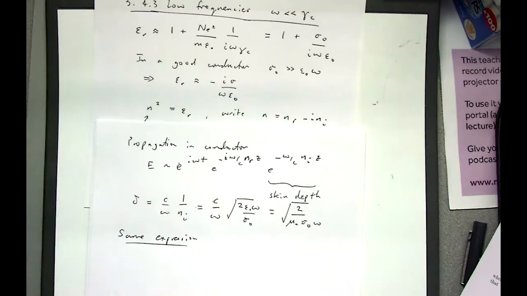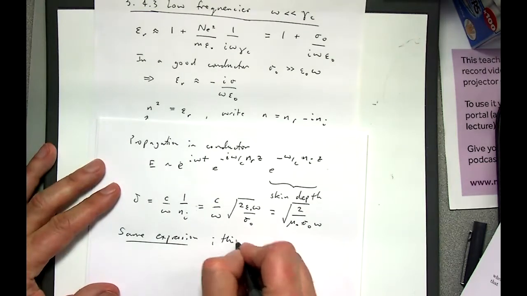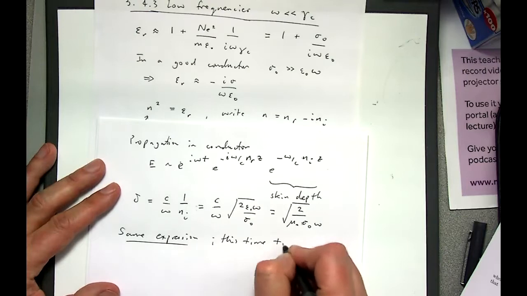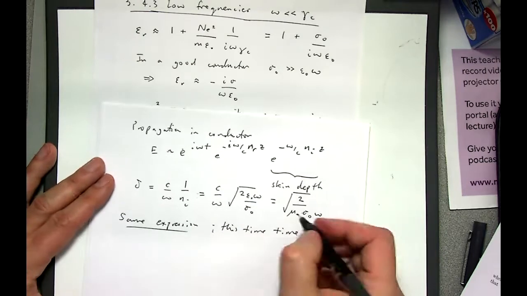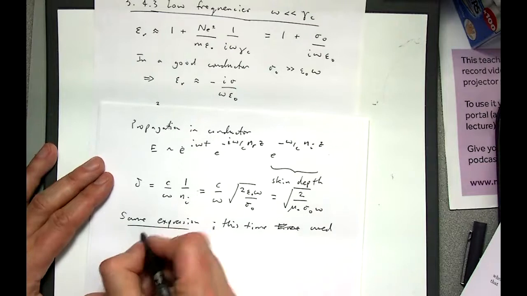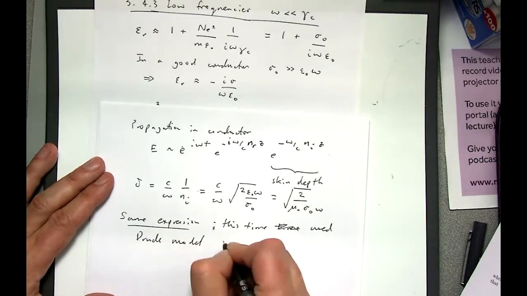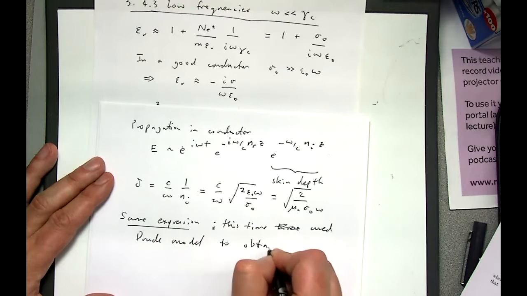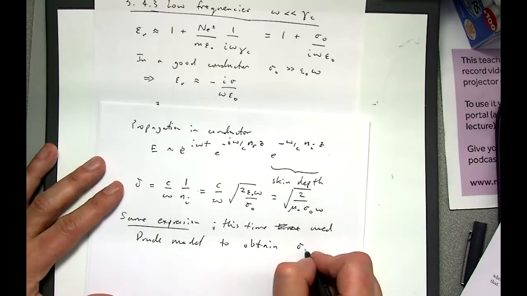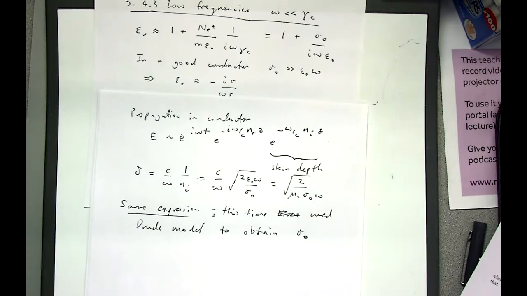The difference is, this time, we've used an atomic model. This time, we use our Drude model to obtain the actual conductivity, sigma 0. Which is kind of neat. I like that.